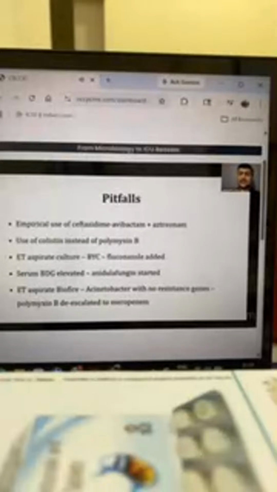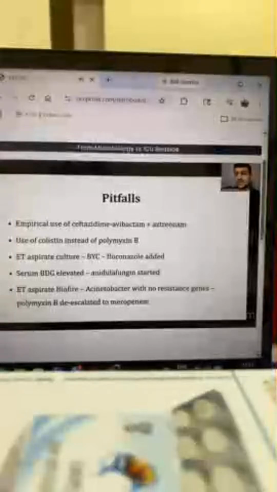Same goes with a situation like the team has sent a serum BDG, and the count is elevated. You're not really looking at covering Candida in this setting, right? There are a number of reasons for a false positive BDG.